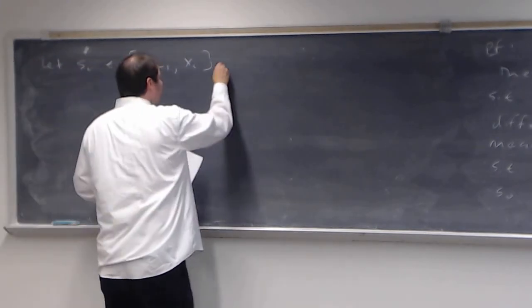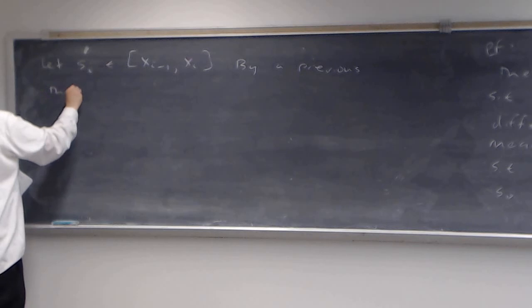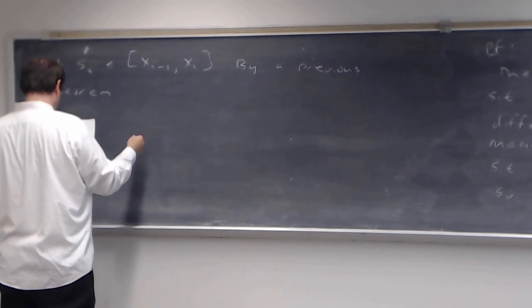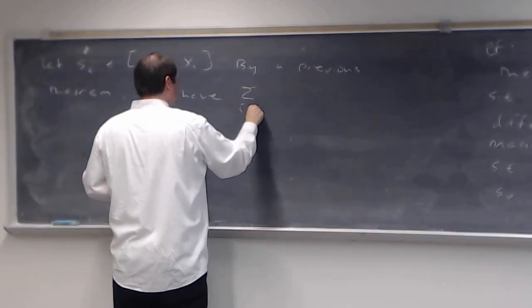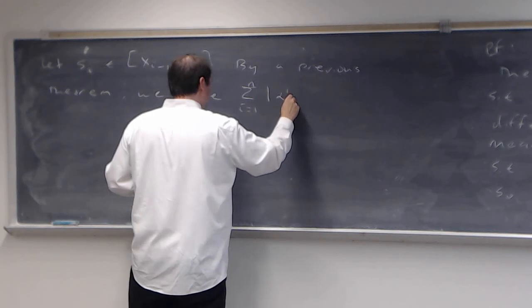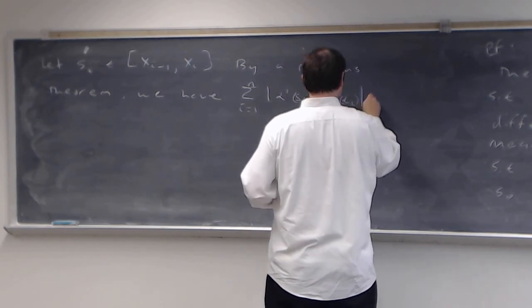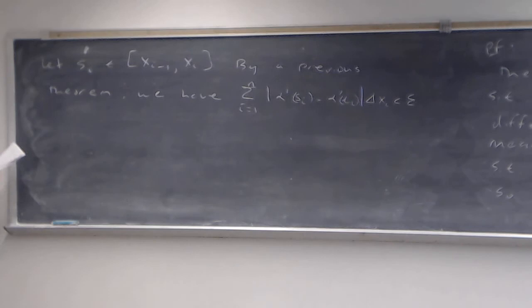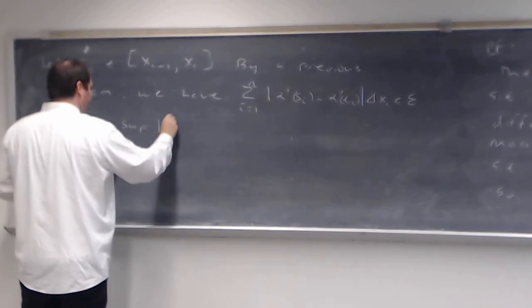Okay. Now we let s sub i, elements of x sub i minus 1 up to x sub i, be subintervals. And then by a previous theorem, because the upper sum minus the lower sum is less than epsilon, and alpha prime is a Riemann integrable function, we have that the sum as i runs from 1 to n of the absolute values of alpha prime of s sub i minus alpha prime of t sub i, times delta x sub i, will be less than epsilon. We let M equal the sup of the absolute value of f of s.